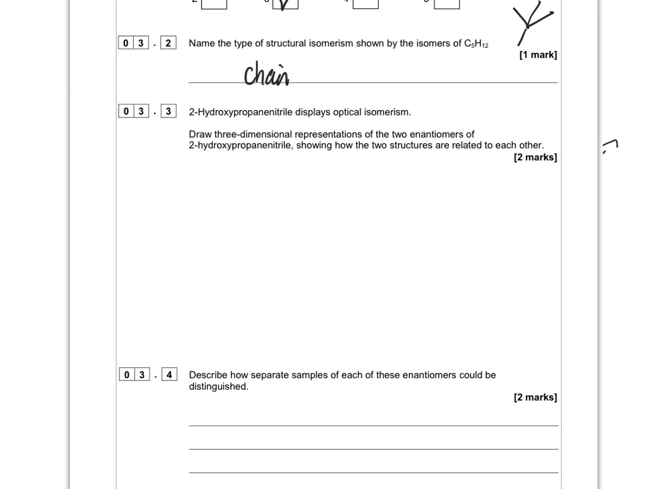The next part of the question asks you to look at the 3-dimensional representation of 2 enantiomers. So immediately we know we're looking at optical isomerism, and they need us to draw the structure. The way I would tackle this is I would draw, first of all, the 2D structure of 2-hydroxypropane nitrile. So that's expecting you to know that a nitrile group is CN. Prop, so it's 3 carbons, 1, 2, 3, and it's got a hydroxy group on carbon 2.